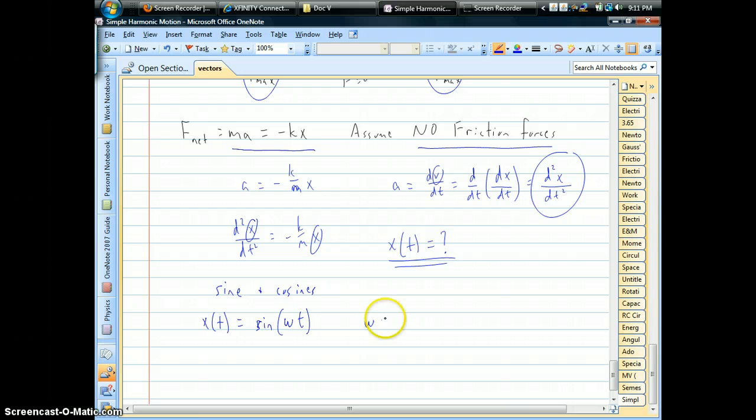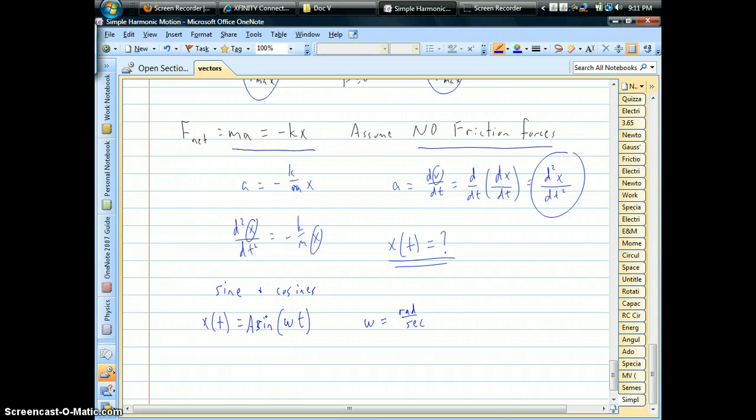where this omega thing is familiar if we've done rotations. It's something that has to have units of radians per second. Because when you multiply that by time, you just get radians, and that's something you can find the sine of. You also need units to work out.